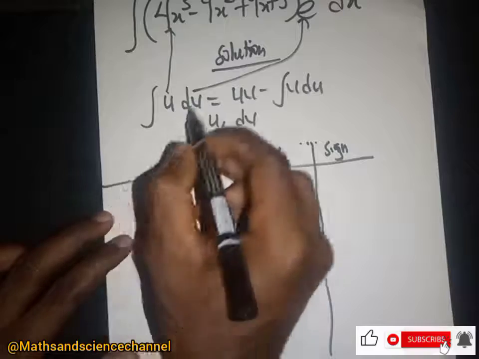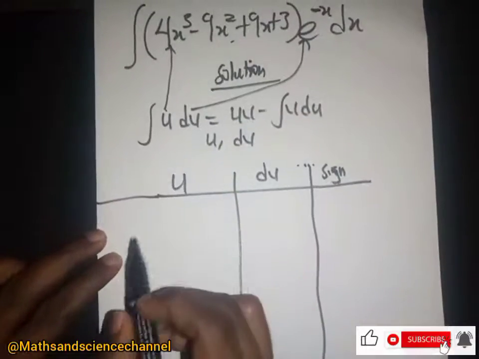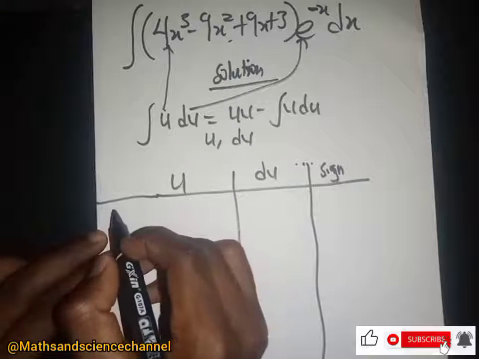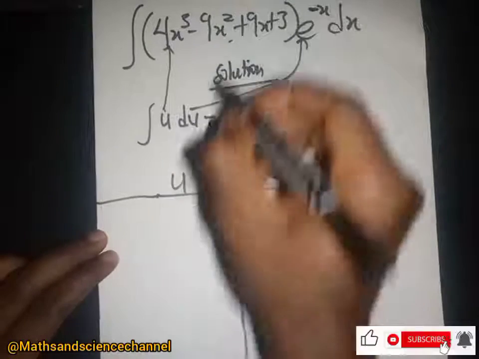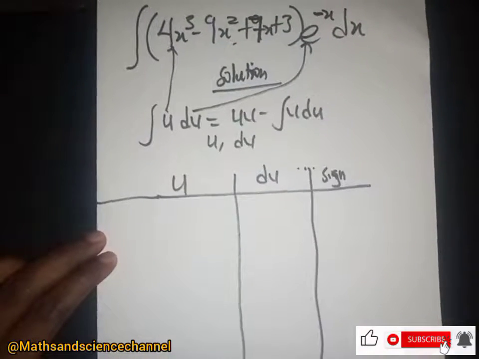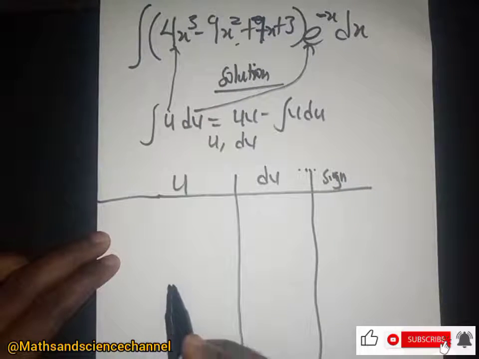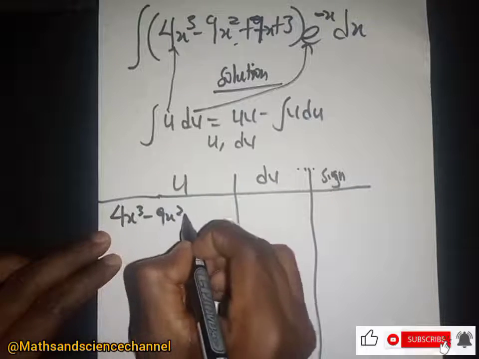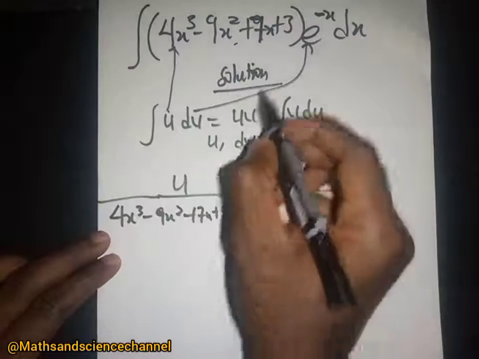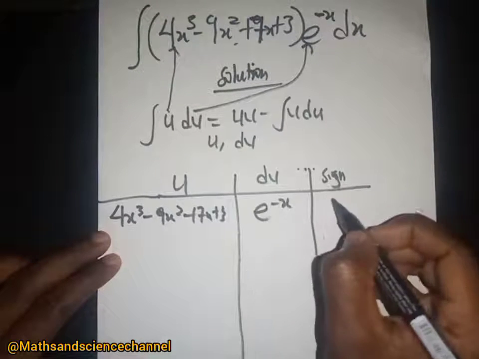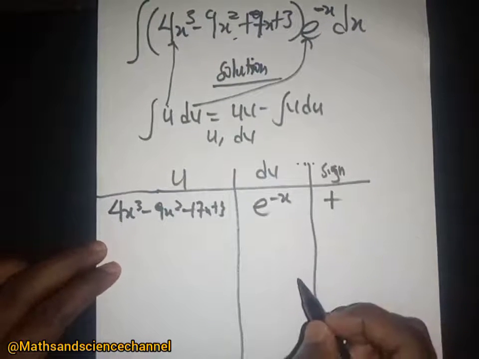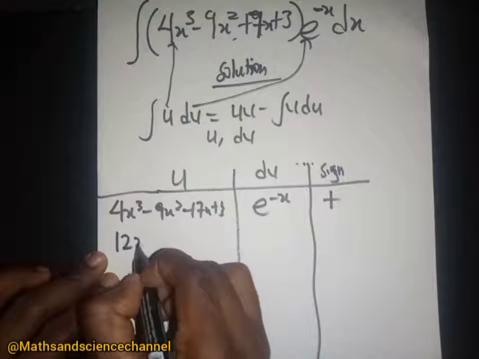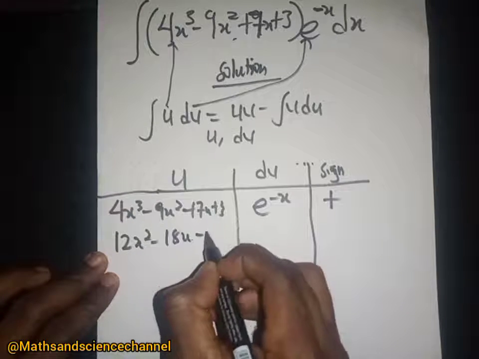Now the first one is we differentiate this, right? So differentiating 4x cubed minus 9x squared plus 9x plus 3, remember it's 7x, not 9x. So first one we just write it down, 4x cubed minus 9x squared plus 7x plus 3, and this is just e to the power minus x here. So this is just positive, right? Now the second one is we differentiate this, right? So differentiating this, we get 12x squared minus 18x plus 7.